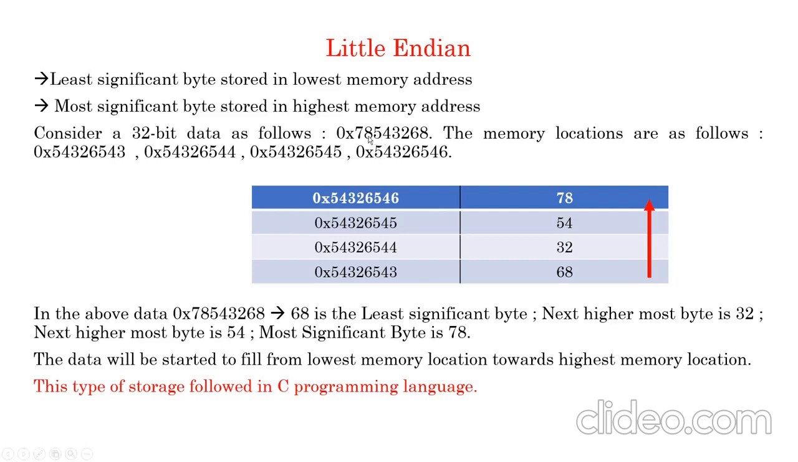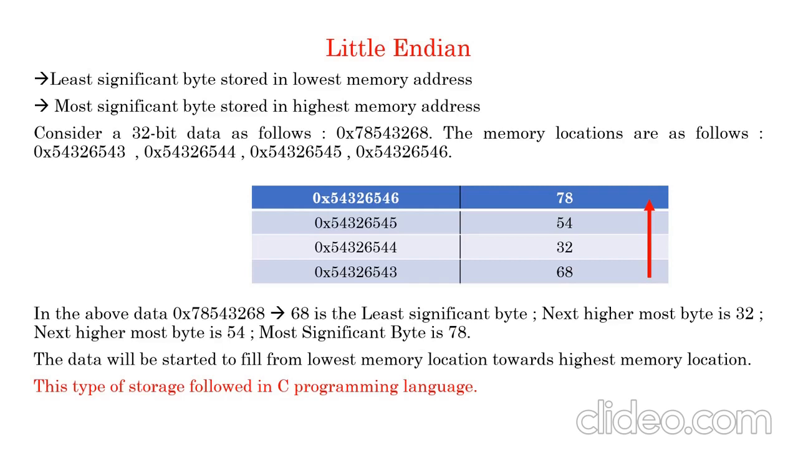So 78 is the most significant byte and 68 is the least significant byte. The values are entered into memory in ascending order, starting from the lowest memory address to the highest memory address. This is the way the variables or constants associated with a C program get stored. C programs, Java, Python, everyone follows only little endian. Little endian means least significant byte in the lowest address, most significant byte in the highest address.